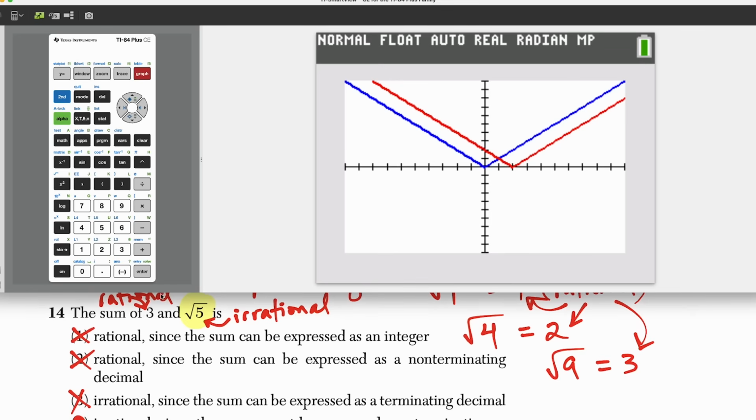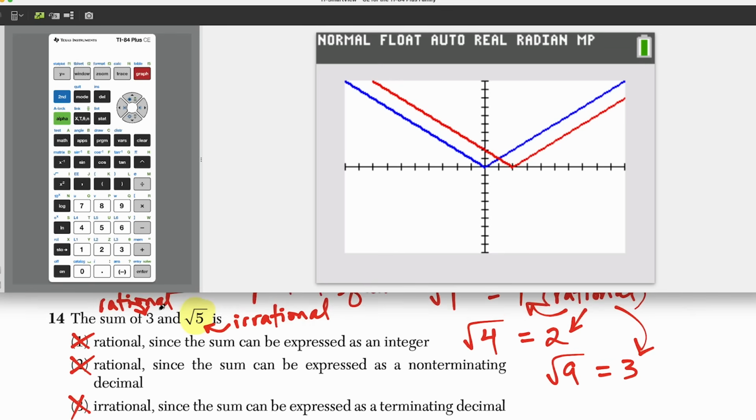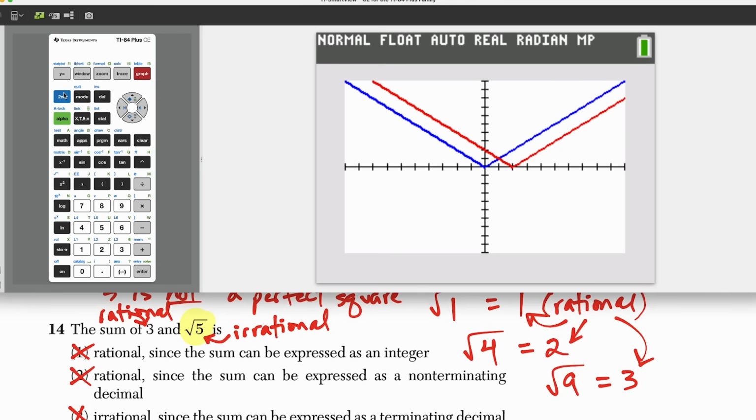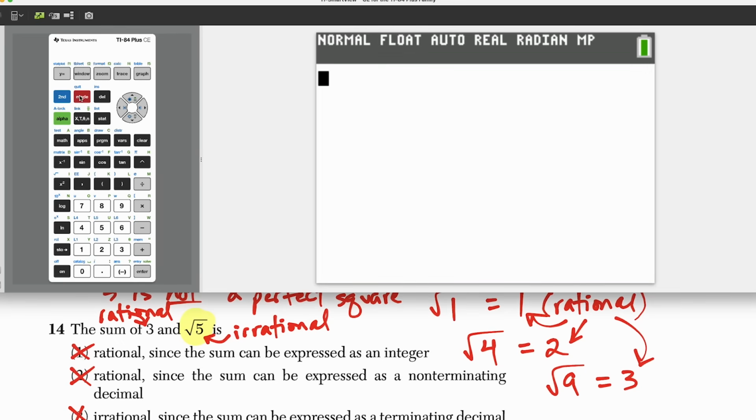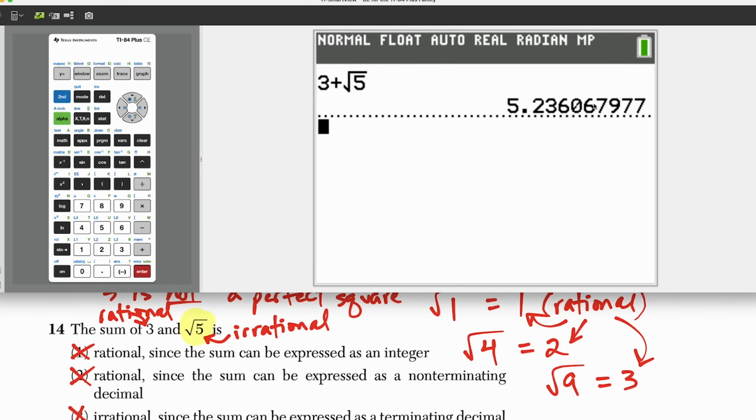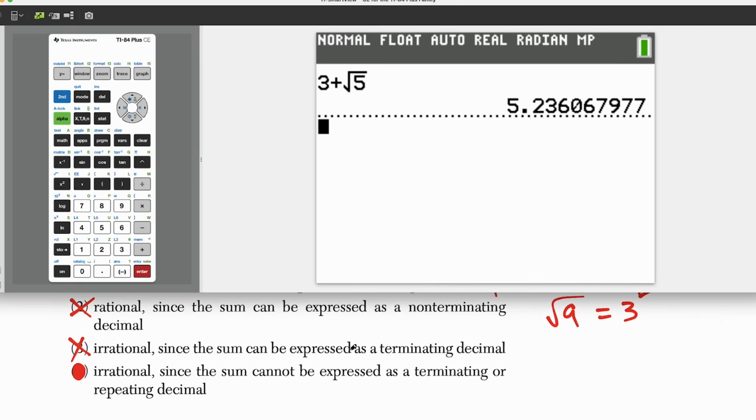But if you have a hard time remembering if this works out to something rational or irrational just by thought process, then you could go to the main screen. So I'm going to press second mode to quit the graph. And we do the sum of 3 and square root 5. So we have 3 plus second x squared to pull up a square root. And I have 3 plus the square root of 5. And notice that I get this infinite decimal here. It's just going to go on and on forever, and it's not repeating. So that's how I would know that we do not have a terminating decimal, that this one is just not behaving nicely.